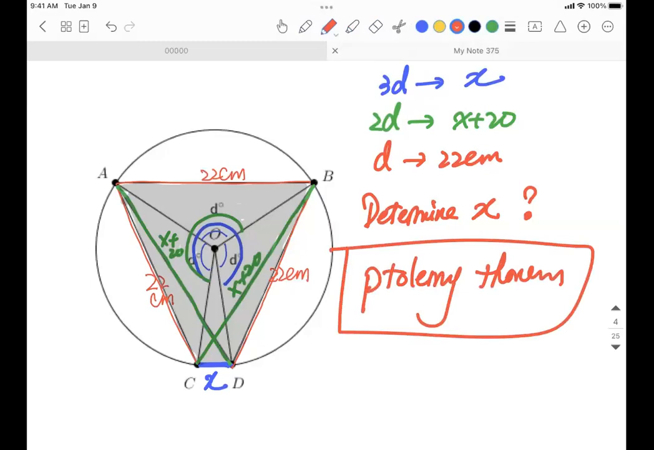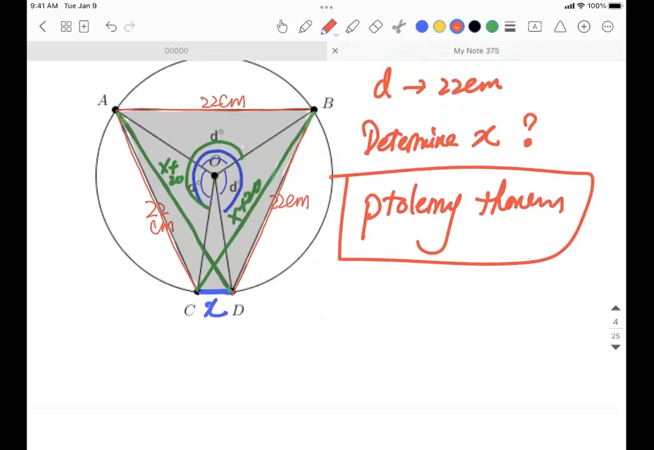Right? Any quadrilateral, as long as it's cyclic, you're going to go for Ptolemy's theorem. Did you guys know Ptolemy's theorem? Yes or no? No. Okay, so you never heard about it. In that case, I'll give you a quick explanation. Ptolemy's theorem is especially for inscribed circles.